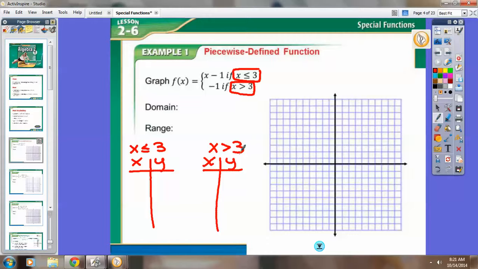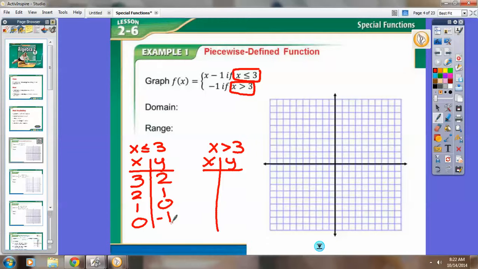So in the first table, we have to pick 3. It's our endpoint. So 3 is going to be one value I put in. Give me some more values that are less than or equal to 3. 2, 1, 0. There's 4 good points that I can select. So let's put in these values to our function. Well, our function is right here. It's saying f of x is equal to x minus 1 if the x values are less than or equal to 3. So these values are less than or equal to 3, so I'm going to put them in for x minus 1. So if I put 3 in here for x minus 1, what do I get out? What is 3 minus 1? 2. Put 2 in. 2 minus 1 is 1. Put 1 in. 1 minus 1 is 0. Put 0 in. 0 minus 1 is?